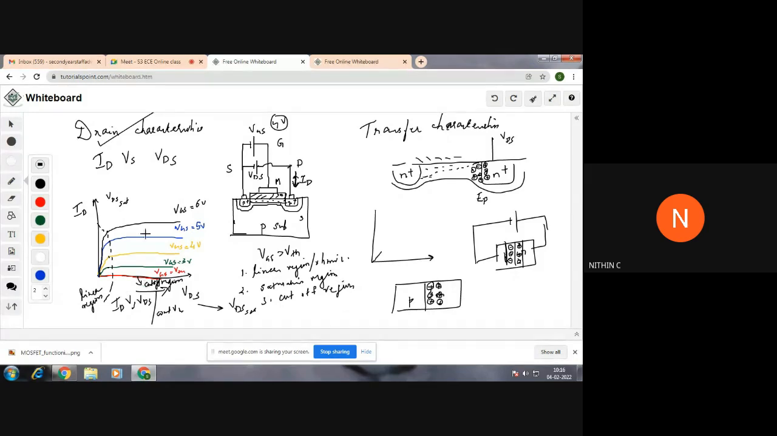So these 3 regions you can show in the figure also. This will be the saturation region.